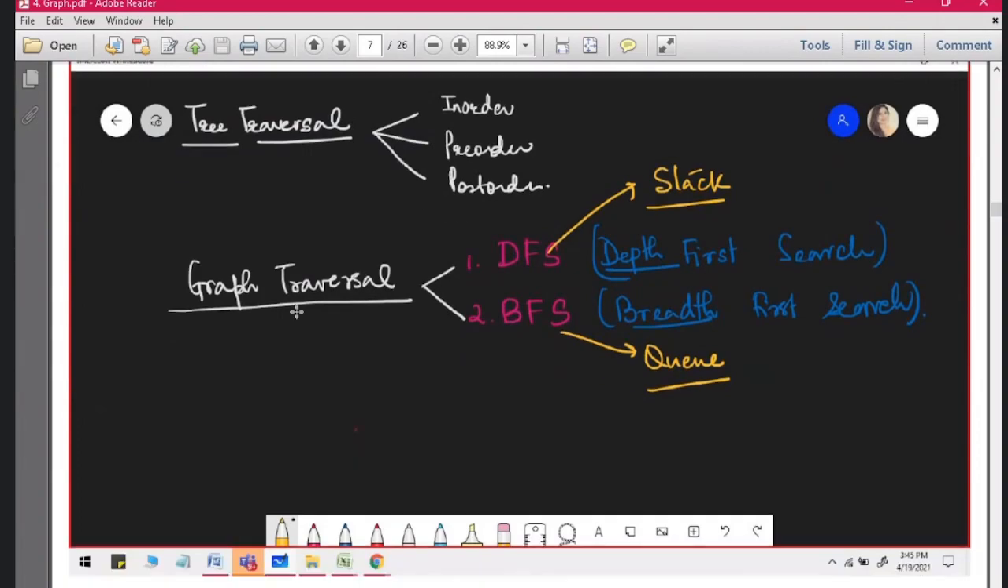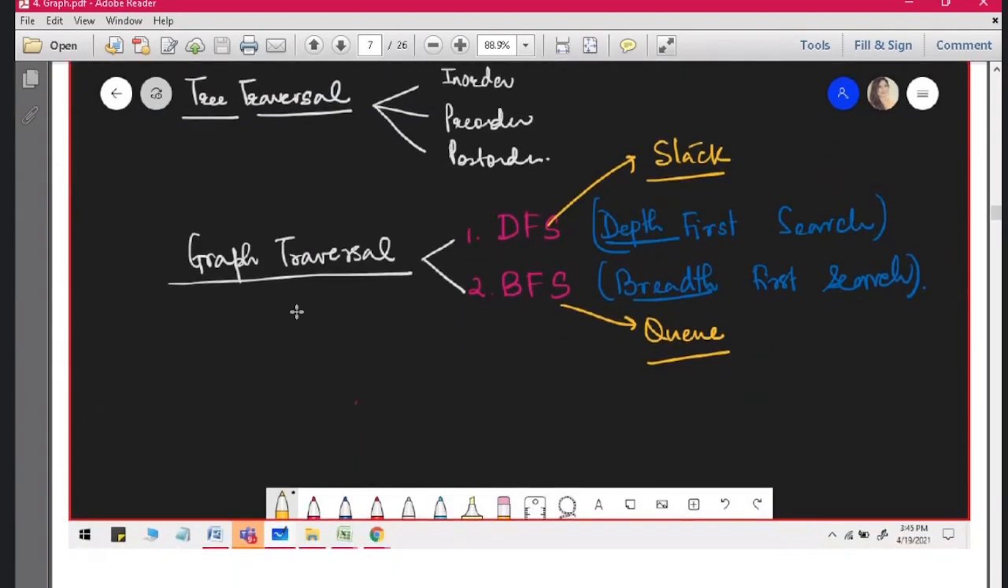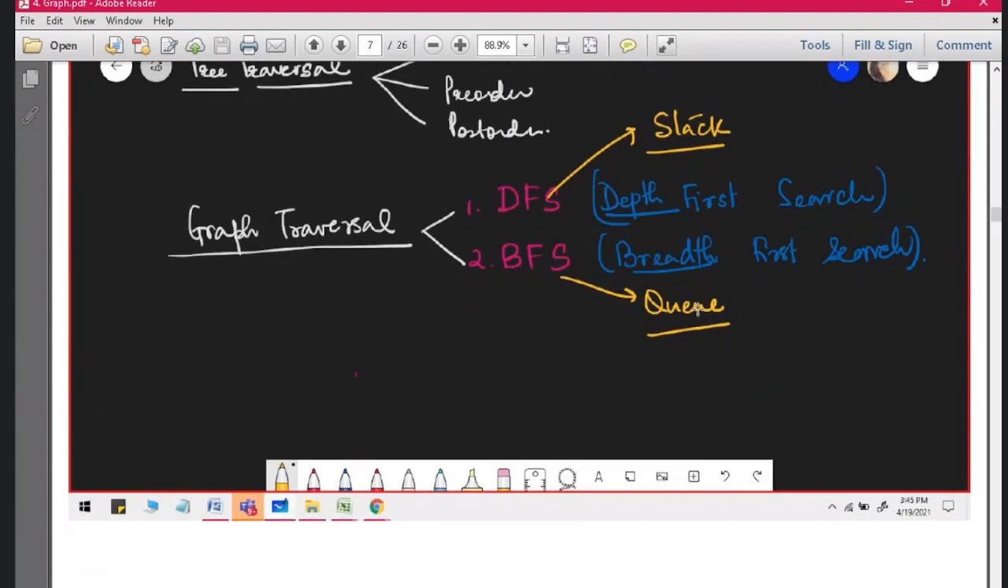Another concept: we have discussed in the tree module that the ways of traversing a tree are inorder, preorder, and postorder. But the methods of traversing a graph are DFS and BFS. DFS means depth first search, and BFS means breadth first search. For DFS, the data structure that we will use is a stack, and for BFS, the data structure used is a queue. So we will discuss this in detail.